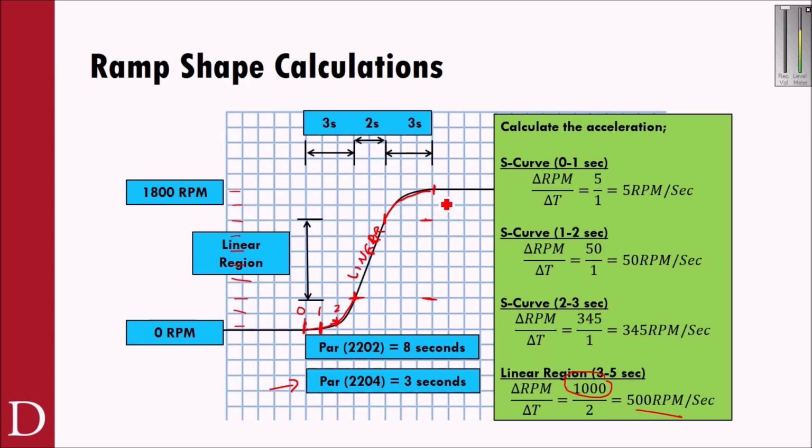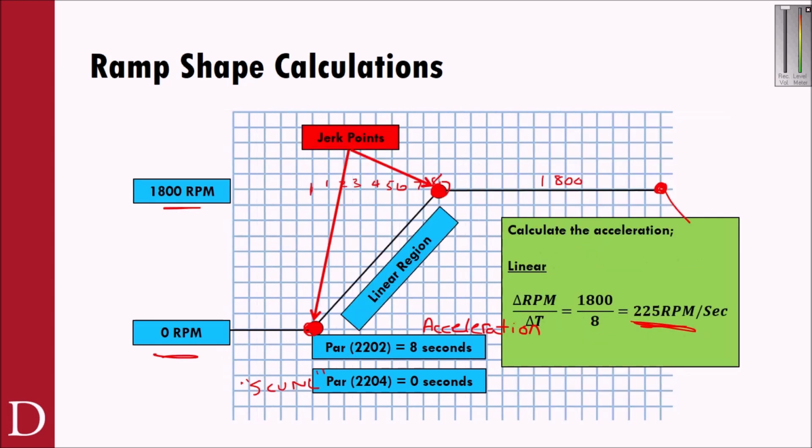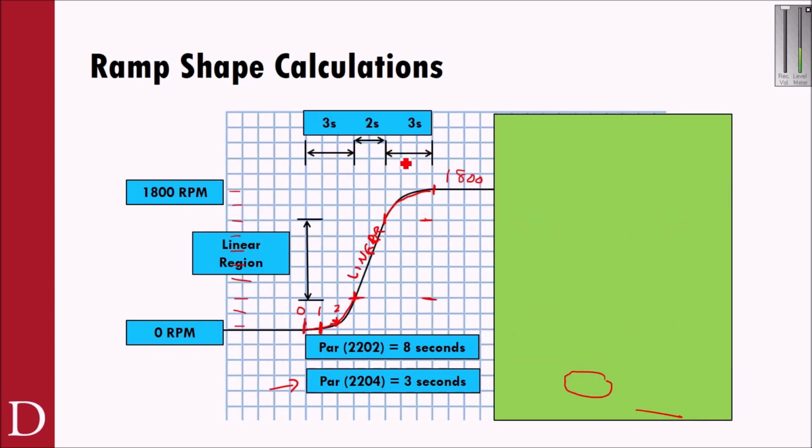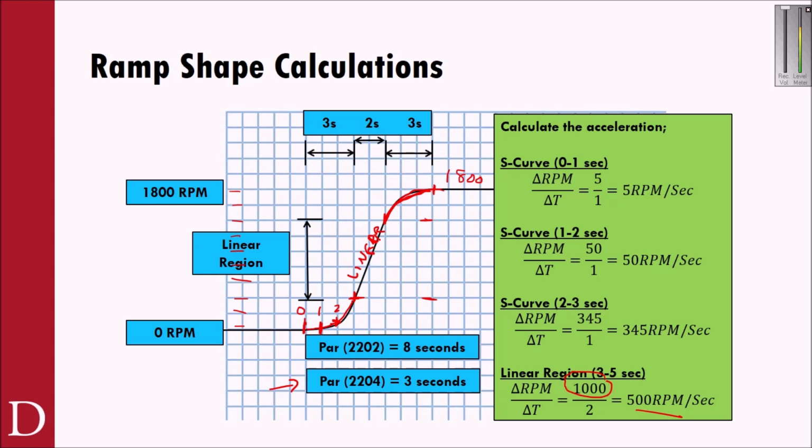So it took me 8 seconds to get up to 1,800 RPMs, just like it took me 8 seconds to get up to 1,800 RPMs here. But the jerk points have been eliminated. This is a smooth transition the whole way through. There are no more jerk points along the way.